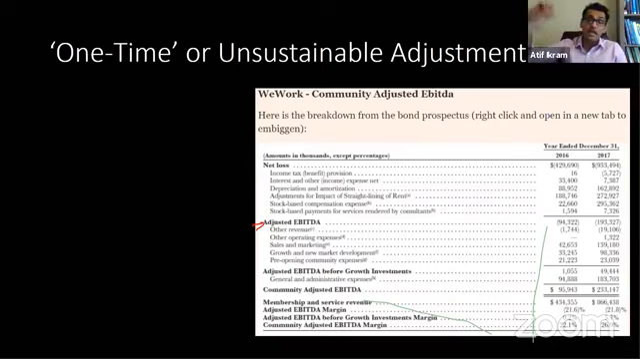WeWork went to the extent जहां पे उन्होंने कहा कि ये जो हम मार्केटिंग के एक्सपेंसेस कर रहे हैं, ये भी टेक्निकली हमारी, these are one time things, ये बाद में थोड़ी होंगी. तो they came up with community adjusted EBITDA.